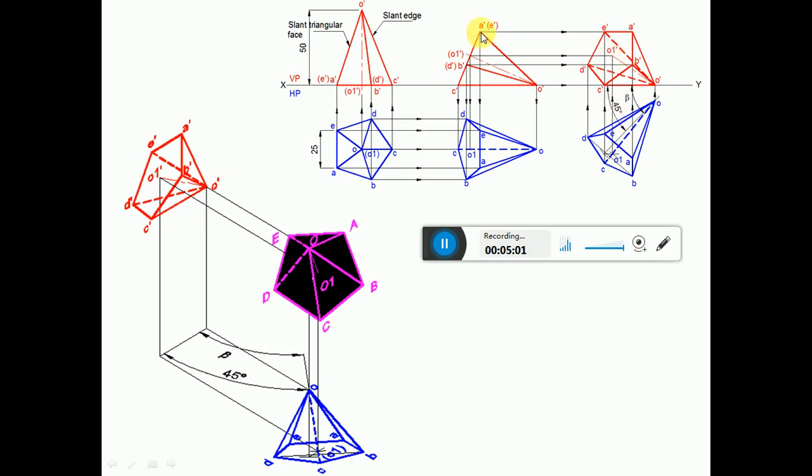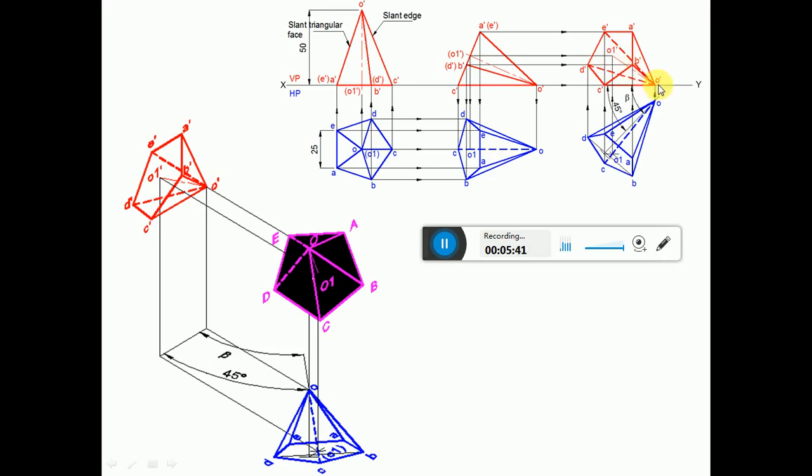Similarly, draw a horizontal projector from A dash, E dash and draw a vertical projector from A and E to intersect at A dash and E dash respectively. Then join A dash to B dash, B dash to C dash, C dash to D dash, D dash to E dash and E dash to A dash with a continuous thin line. Similarly, join A dash to O dash, B dash to O dash, D dash to O dash and E dash to O dash and O1 dash to O dash with a center line.